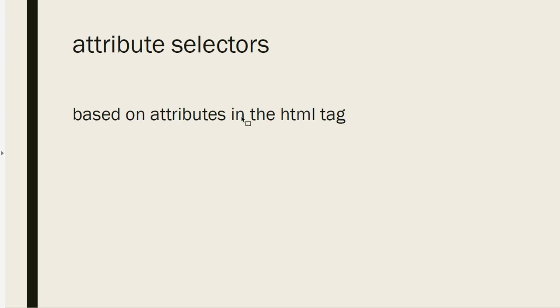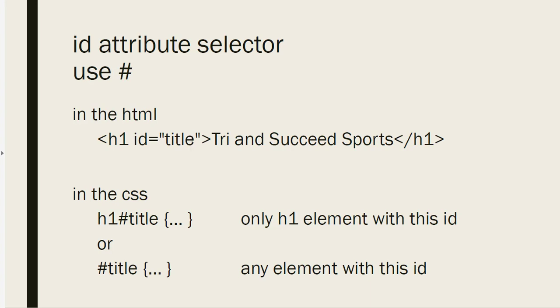Another way is to do attribute selectors, and these are based on the attributes that are in the HTML tag. So here, this H1 has an ID attribute set to title, and so in the CSS, we can refer to that using the pound sign. We can say H1 pound title, and that gives us H1 that has an ID set to title. Or we can just do the pound sign title, which says any element that has ID set to title. Now, IDs are meant to be unique, so you don't have multiple ones of these. It's meant to uniquely identify a single element.